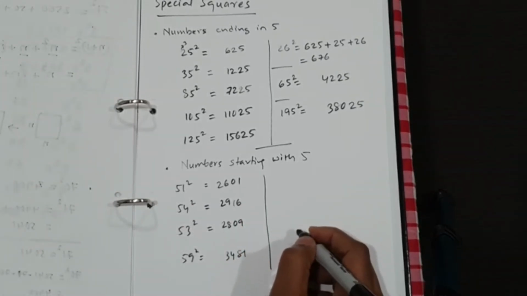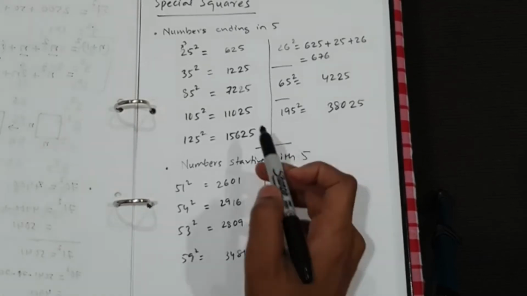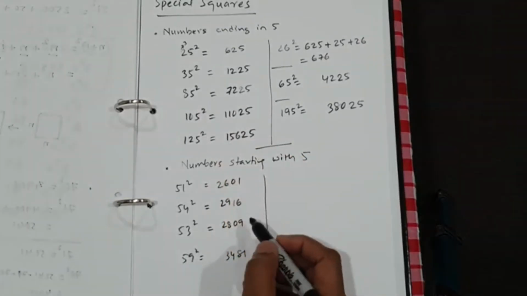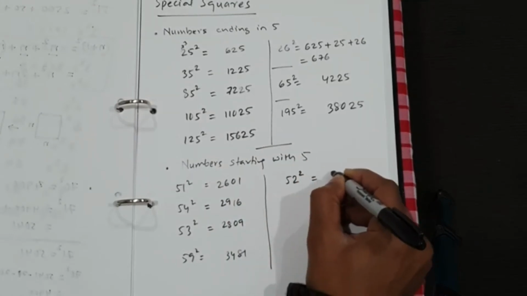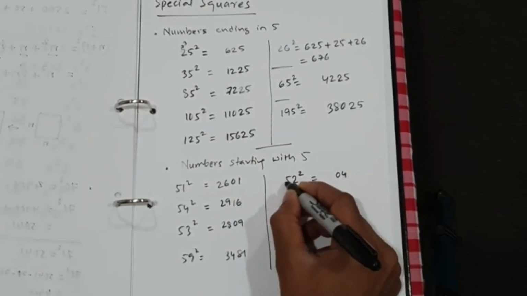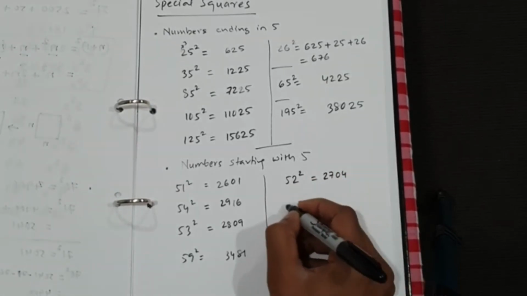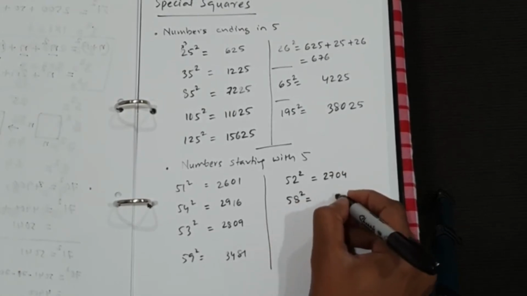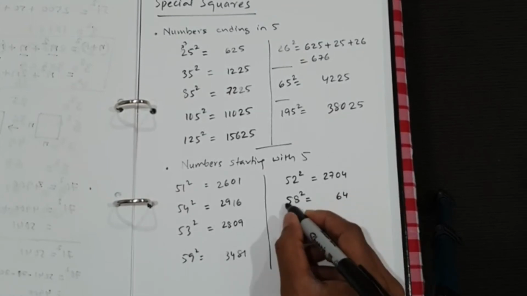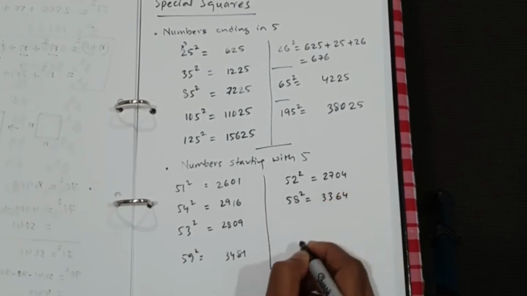Now it may not be a very large set of numbers that it works for, but it's good to know the process. We've said any numbers ending in 5; now we're talking about numbers starting with 5. So 52 squared: 04, which is 2 squared, and 25 plus 2 is 27. 58 squared: 64, that's right, and 25 plus 8 is 33.